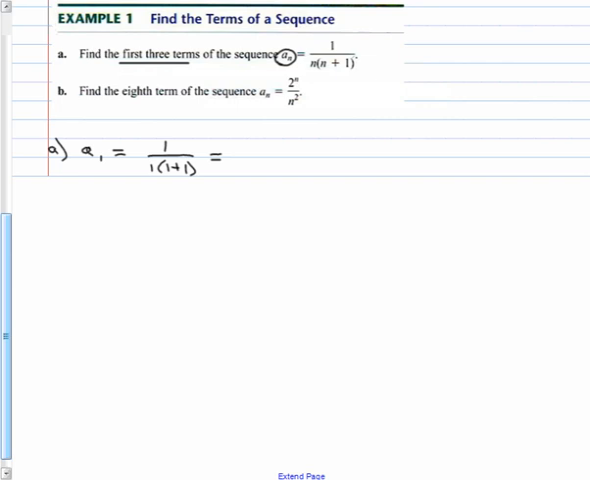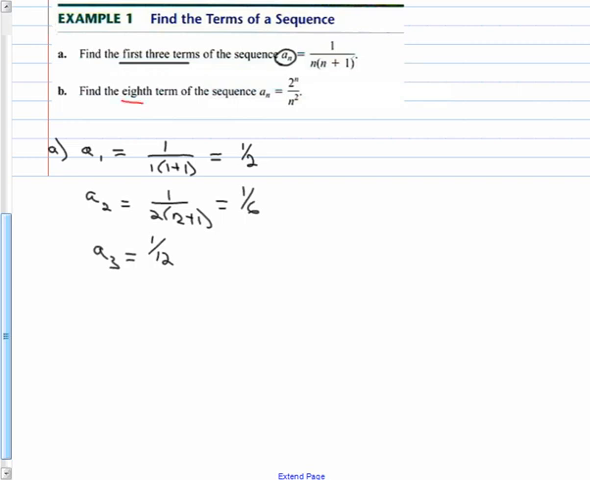1/2. On the bottom, we have 1 times 2, which is 2, 1 over 2, 1/2. That is going to be our first term. Their second term, a sub 2, we will call it. We're putting a 2 where the n is. What do you get? 1/6. And then a sub 3, we'll do it without me writing it down. Just stick a 3 where the n is. 1/12. So there are the first 3 terms of that sequence.